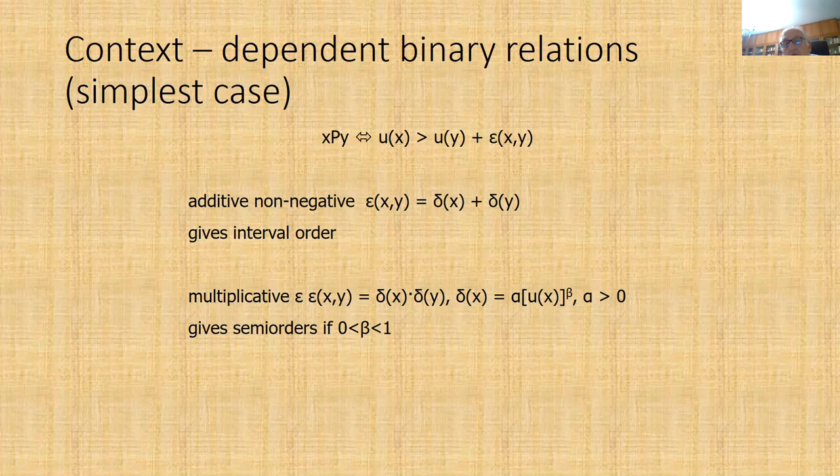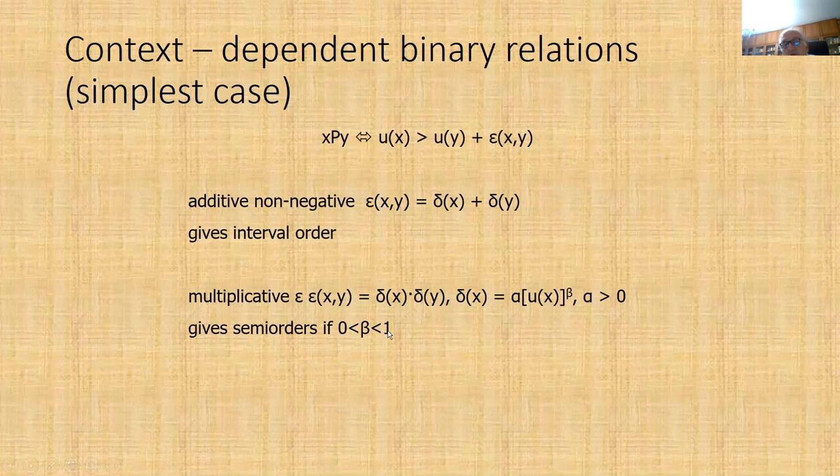If beta is negative, then it is 1 divided by u of x, and then the richer I am, the more I count every cent, you see. I become more and more greedy, you understand? It is a different definition or explanation of behavior, of how I construct this insensitivity to differences between alternatives. And we proved with my student at that time that if beta is between 0 and 1, we get a semi-order.